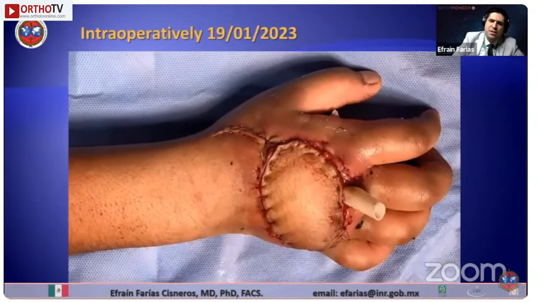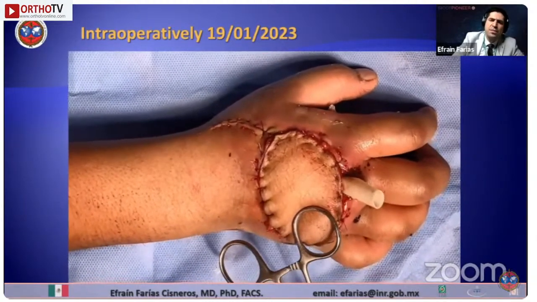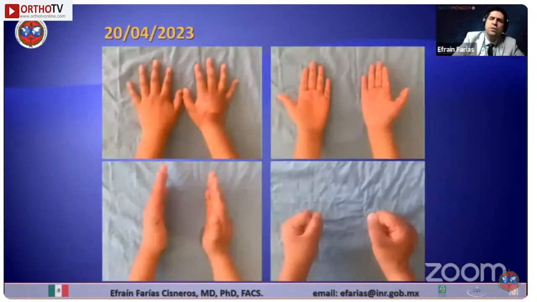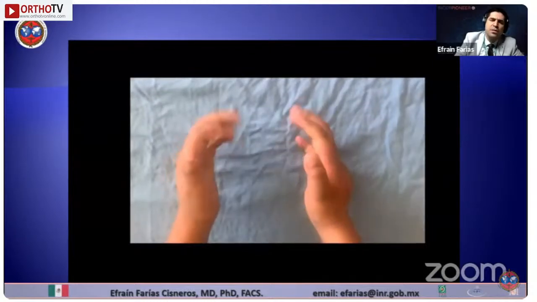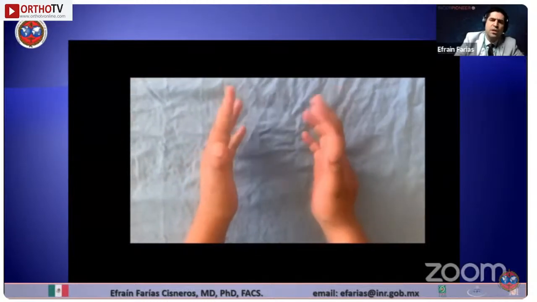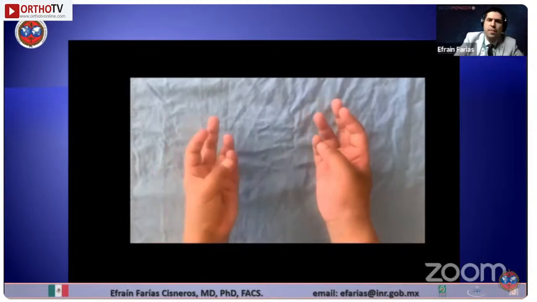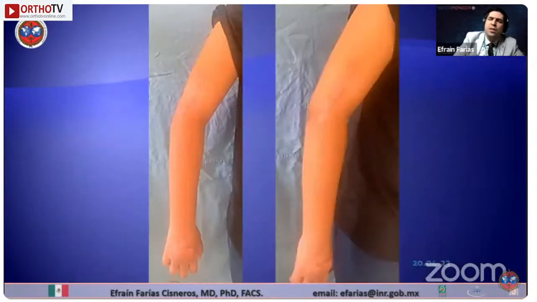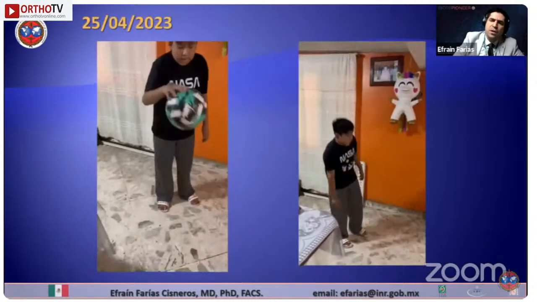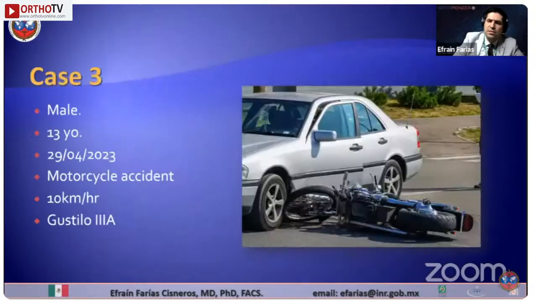The flap provides a nice coverage for tendon gliding and preserves full hand range of motion, as we can see in these clinical pictures and the video recorded 4 months after the surgery. With this cosmetic appearance of the extremity and reincorporation to his daily activities.